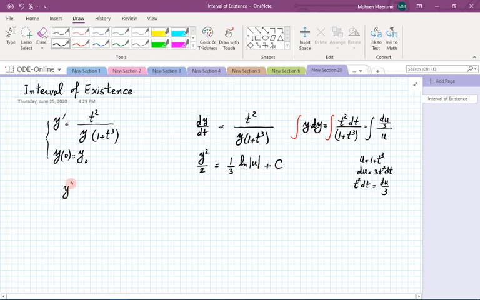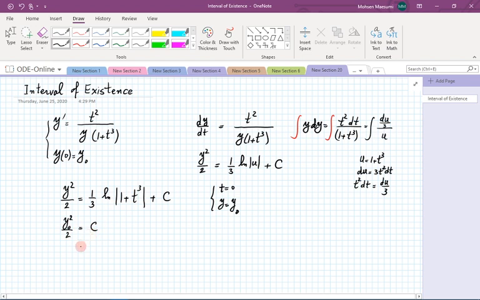So I have y squared over 2 is equal to 1/3 of logarithm of absolute value of 1 plus t cubed, and then our constant. Well, how do we handle the constant? We said when t is 0, y has to be y0. But when t is 0, 1 plus t cubed is just 1. Logarithm of 1 is 0. So this expression falls out, and I have y squared over 2 is equal to the constant of this problem.